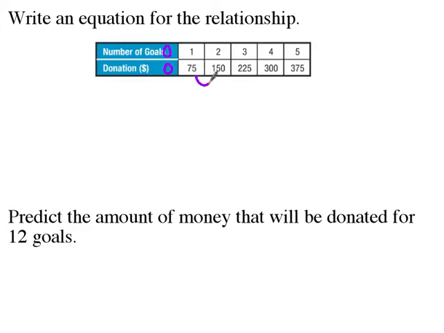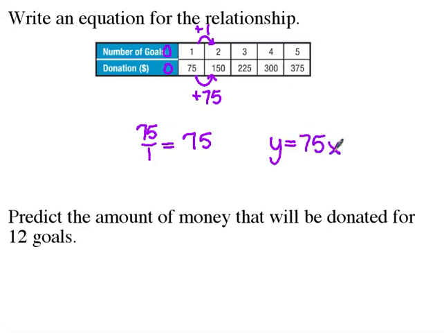What do I change here? 75. What do I change here? 1. So my rate of change will be what divided by what? 75 divided by 1. Nice job. And so what does that equal? 75. So can somebody tell me what my equation is going to look like? 75 times x. Yep. And remember, I could put plus my 0, which is right here, but I don't need to. So there you go.